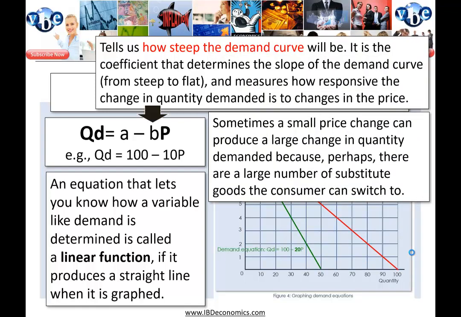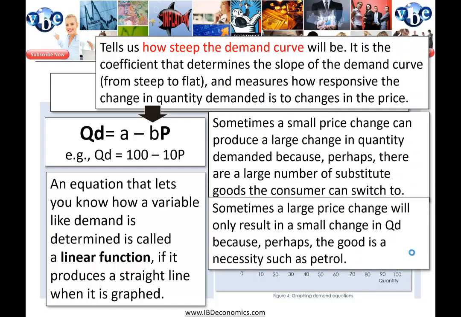Because sometimes a small price change can produce a large change in quantity demanded, maybe where there are lots of different alternatives for the consumer to choose between. So a large number of substitute goods the consumer can switch to. If there's a price increase with one, consumers are going to switch to those other substitute goods, and it's going to be a big drop-off in demand.